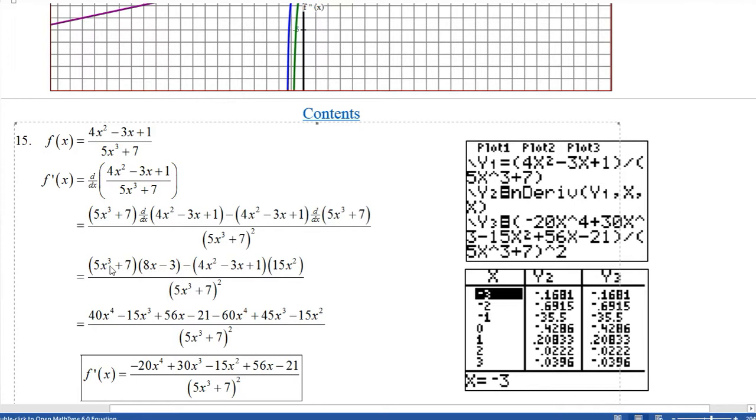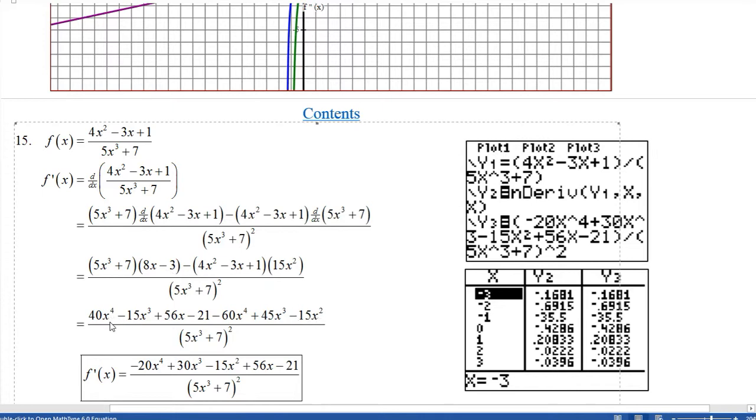We're going to use FOIL here, the distributive property, to multiply these out. 5x cubed times 8x is 40x to the fourth. 5x cubed times negative 3 is negative 15x cubed. 7 times 8x is 56x, and 7 times negative 3 is negative 21. Now I'm going to put this negative with the 15x squared and distribute the whole thing. So negative 15x squared times 4x squared is negative 60x to the fourth. Negative 15 times negative 3 is positive 45. X squared times x gives you x cubed for that term. And of course, 1 times negative 15x squared is negative 15x squared.